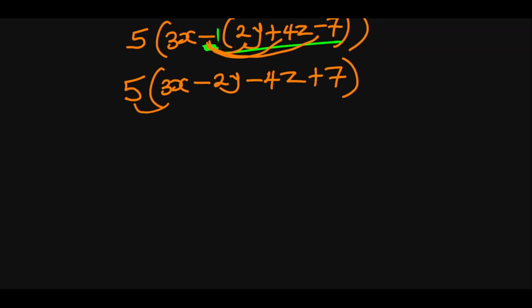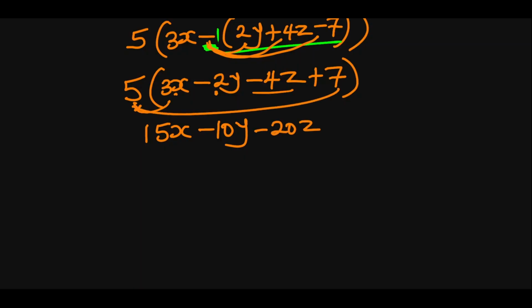So 5 multiplies everything one by one. So 5 times 3x is 15x. 5 times minus 2y is minus 10y. 5 times minus 4z is minus 20z. And then 5 times plus 7 is plus 35. And this becomes the final answer.